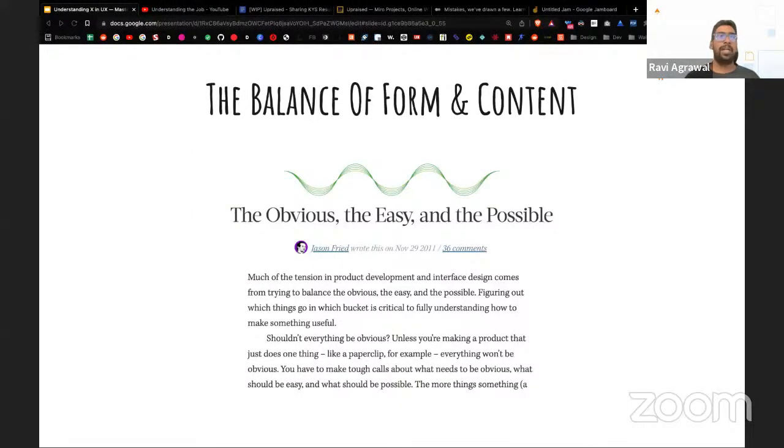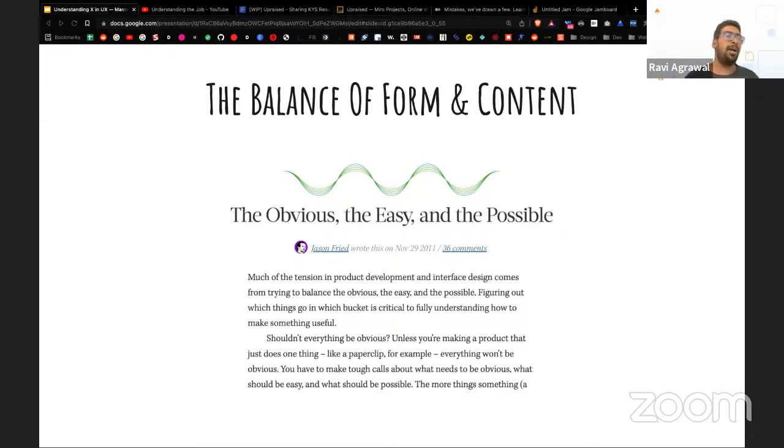Lastly, there is one more article that I would love for you to read, which is The Obvious, the Easy, and the Possible. It is written by Jason Fried. He's one of the co-founders of Basecamp. Another co-founder is DHH, who founded Ruby on Rails. Basecamp is a product that I really look up to, and Jason Fried usually shares a lot of wisdom.